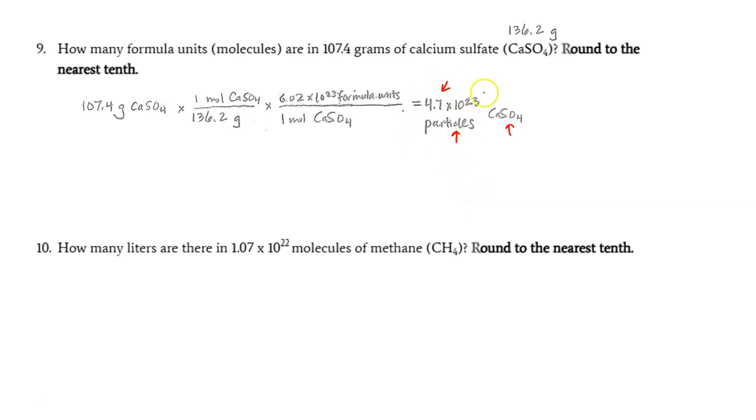Okay, all three of those parts. We have to have the number rounded correctly. We need to have the unit. So you could have said molecules there, that would have been okay, or you could have said formula units, that would have been okay. And then we also need to say what it is, which is calcium sulfate.